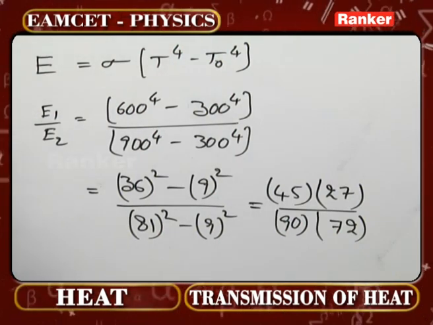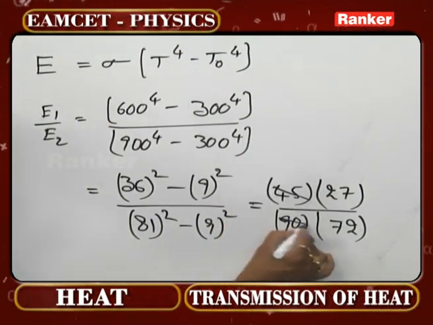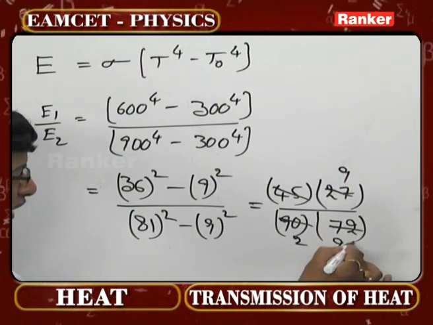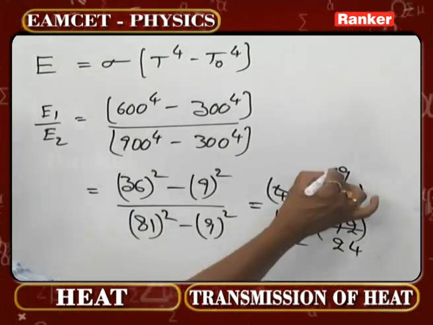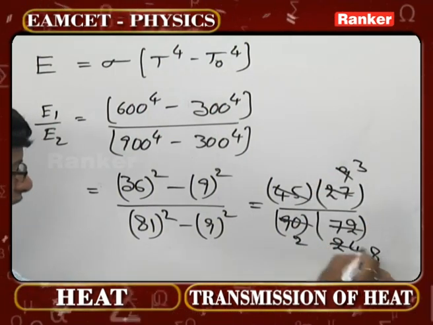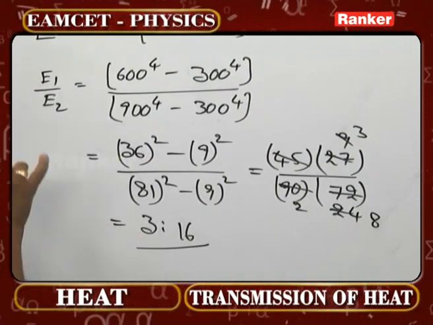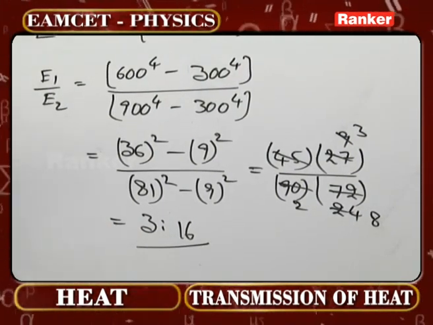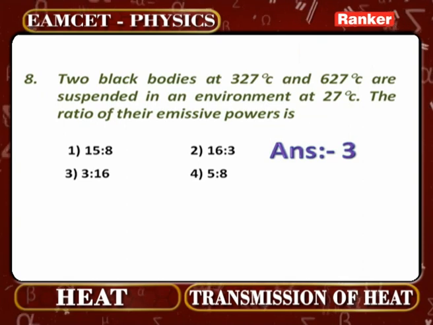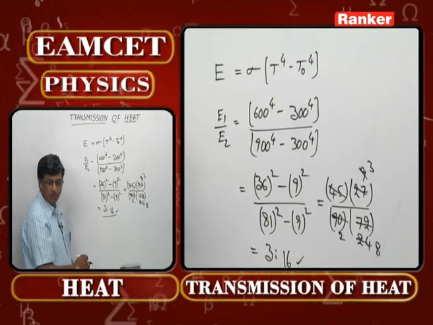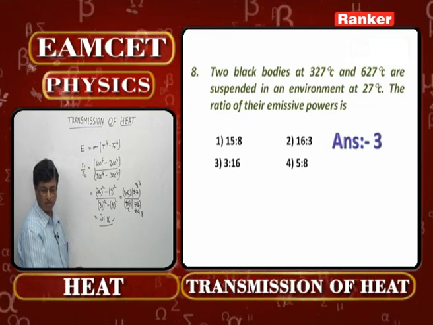Look at now, this goes exactly twice. 9 times 3 and 24 times 3. Once again 3 times 3, again 8 times 3. So what is now left over? 3 is to 16. Look at that option where it is. It is given as the third option, 3 is to 16. Don't be confused by looking at the second one, 16 is to 3. It is not the correct order. The correct order says it should be 3 is to 16 only. So the correct answer is going to be the third option for us.